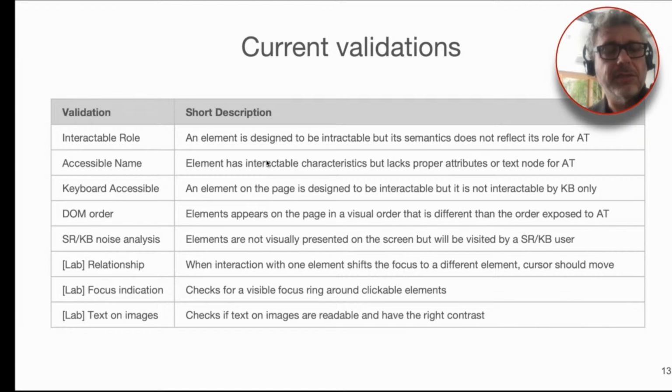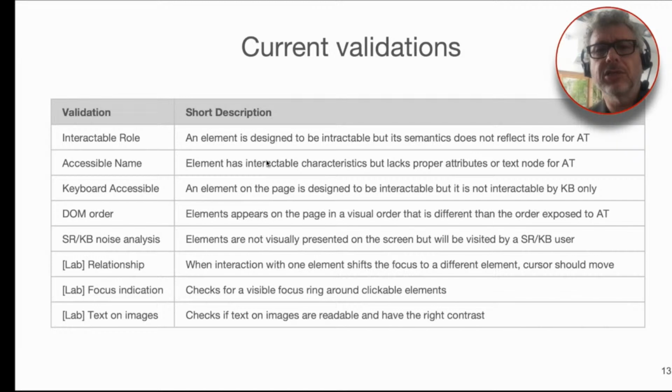The fifth one is noise analysis, and it basically looks for elements that would appear on the DOM for a screen reader or a keyboard user, but won't be available on the visible page. So these are elements that would probably be expected not to be reached and not to be interacted with at the current state of the page, though they would still be available on the DOM. So these are the first five validations, and the next three are lab validations. So there are validations that are working in our lab, but not yet in production.